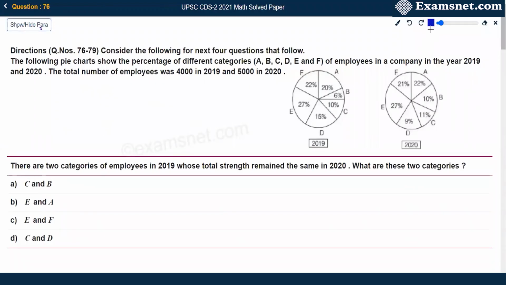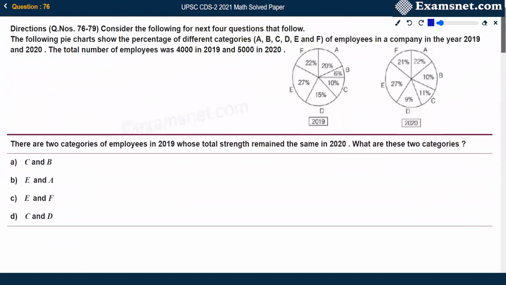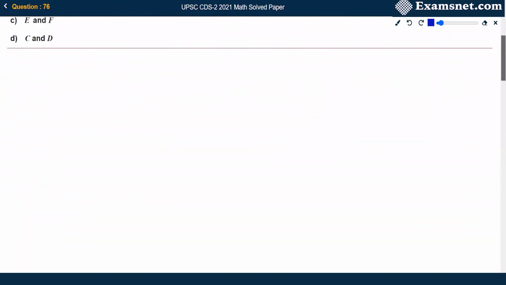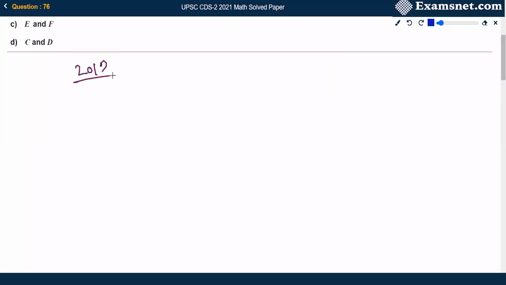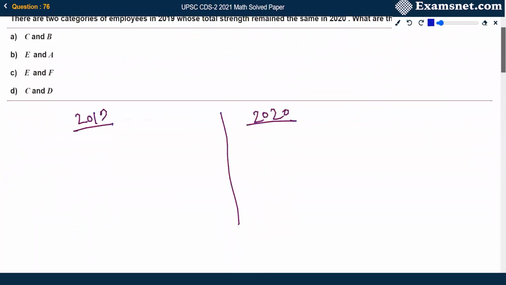In question number 76, we are given the following pie chart showing the percentage of different categories of employees in a company in the years 2019 and 2020. The total number of employees was 4,000 in 2019 and 5,000 in 2020. There are two categories of employees in 2019 whose total strength remained the same in 2020. What are these two categories? So let's start checking for all of them. Here I will write for 2019, here I will write for 2020.